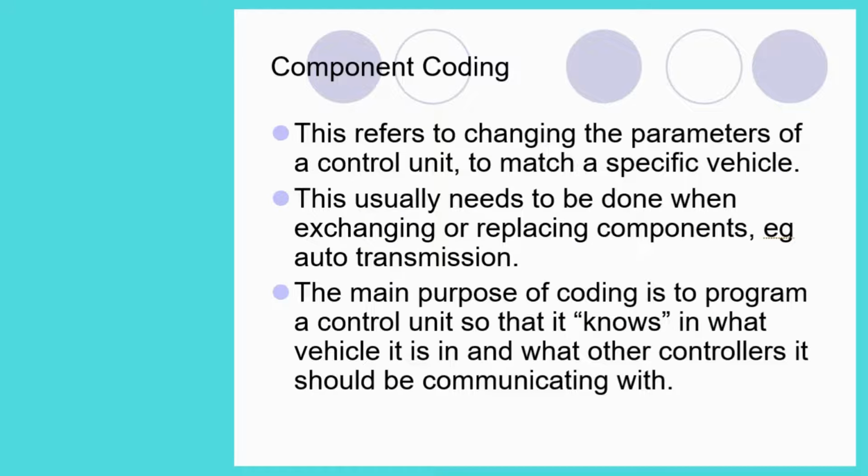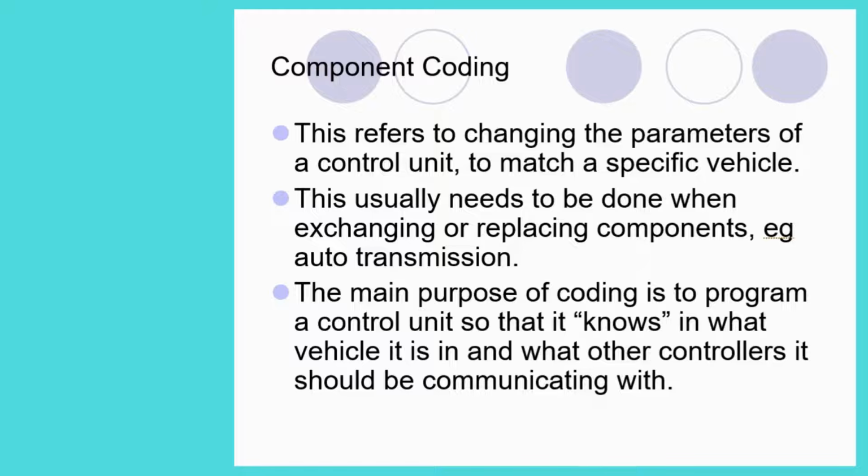Component coding. This refers to changing the parameters of a control unit to match a specific vehicle. This usually needs to be done when exchanging or replacing components, for example, an automatic transmission. The purpose of coding is to program a control unit so that it knows in what vehicle it's in and with what other controllers it should be communicating with.